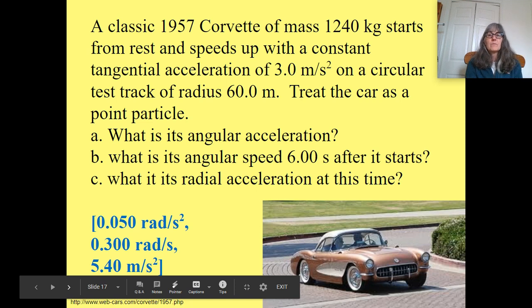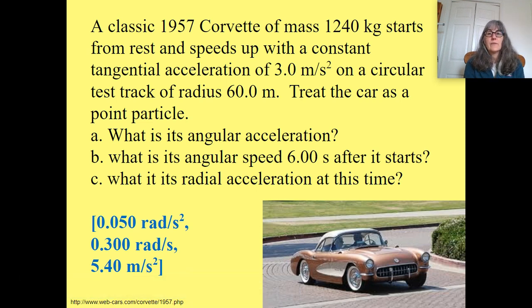Next problem, we've got a classic Corvette starting from rest and speeding up with constant tangential acceleration of 3 meters per second squared on a circular test track of radius 60 meters. The car is a point particle, so we don't have to worry about center of mass or anything like that. So this is just getting at those definitions of acceleration. So if we want radial acceleration, or angular acceleration, that kind of good stuff.